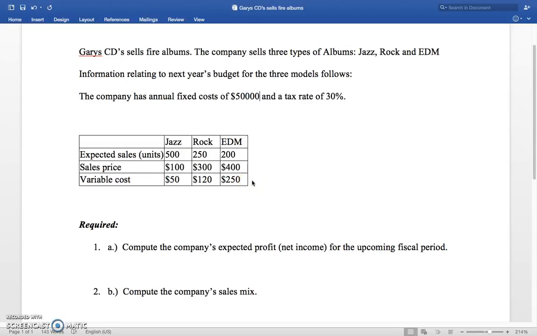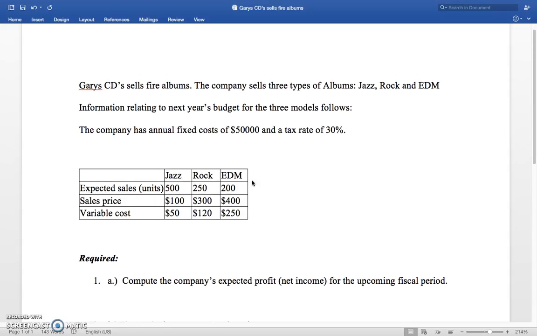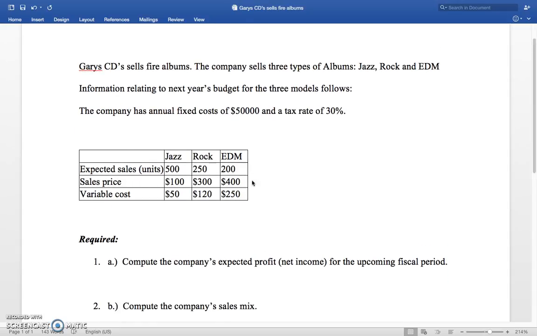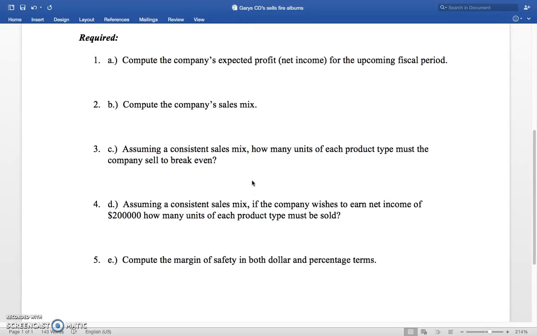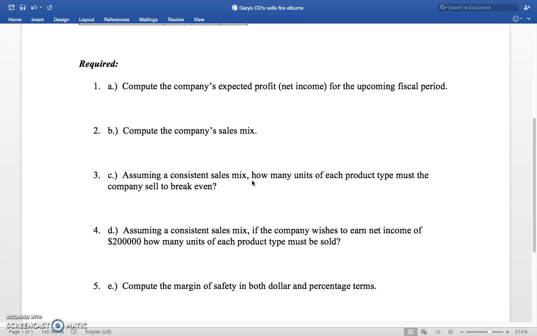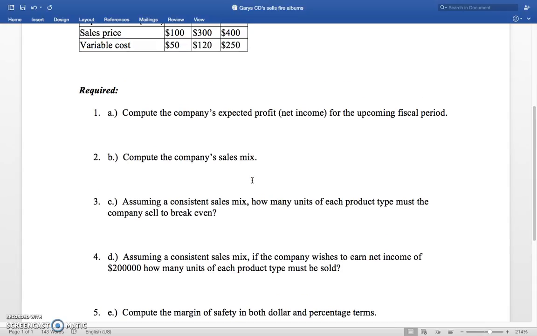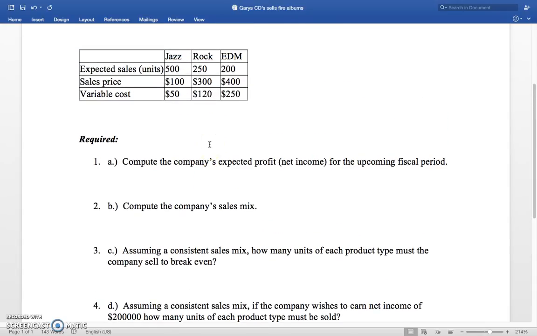Hey guys, and welcome to the second video of chapter 3, where we were discussing CVP analysis and all the formulas and how you apply them to certain questions. So here in front of me I have a question that I've made up, where we're going to solve for 5 parts. The way I'm going to go about this is I'm going to divide the videos into 2 parts. So in this video we're going to address as many as we can.